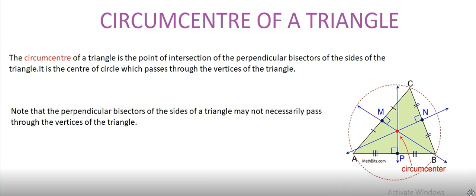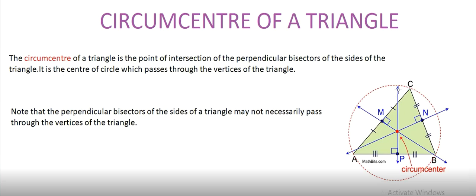Circumcenter of a triangle. The circumcenter of a triangle is the point of intersection of the perpendicular bisectors of the sides of the triangle. What is meant by the perpendicular bisector of the sides? The perpendicular bisector of a side is the line that divides the side into two equal parts, and also bisects that side perpendicularly. The angle will be 90 degrees and this line divides the side into two equal parts.